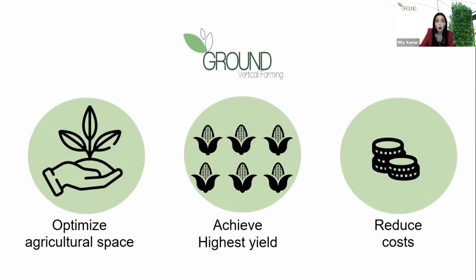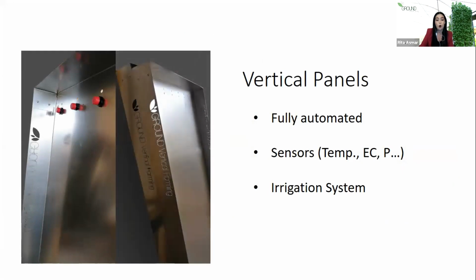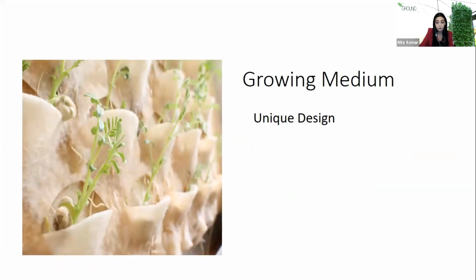Ground Vertical Farming offers a well-rounded combination of hardware and software, where the hardware consists of fully automated vertical panels with an irrigation system and embedded with different sensors, where plants and greeneries can be planted into a uniquely designed growing medium. All that is controlled by an intelligent controller.